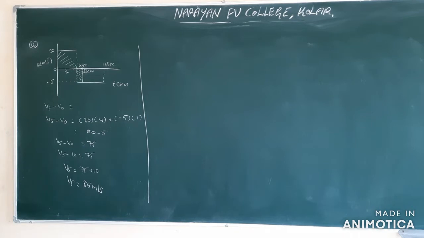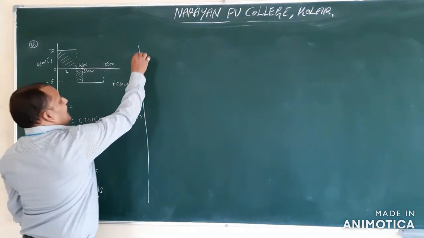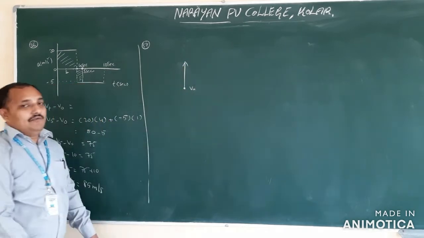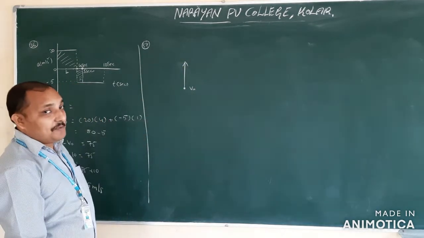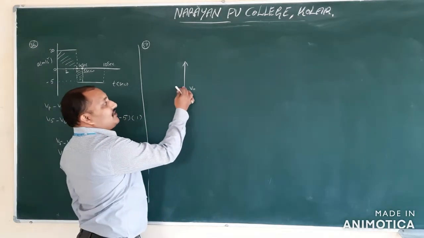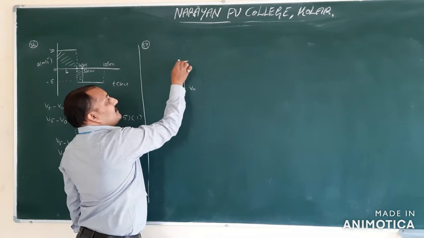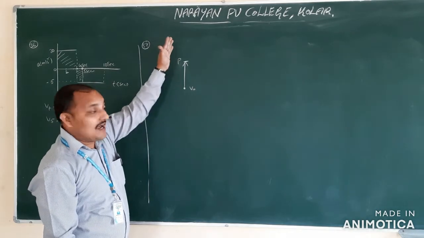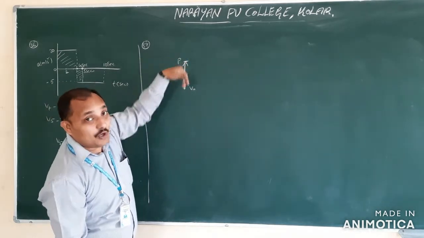Question number 37. A body is projected vertically upwards with a velocity v0. It crosses a point in its journey at a height h twice, just after 3 seconds and 5 seconds. The value of v0 in meter per second? See the question carefully. It is projected vertically upwards with velocity v0. It crosses a point 2 times. 2 times means whenever it is going, at some point, let us assume this is point P. So this point P is crossed 2 times. When it is going upwards, one; another after reaching some height, again it will come downwards.